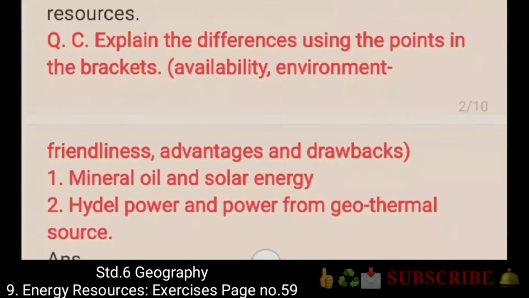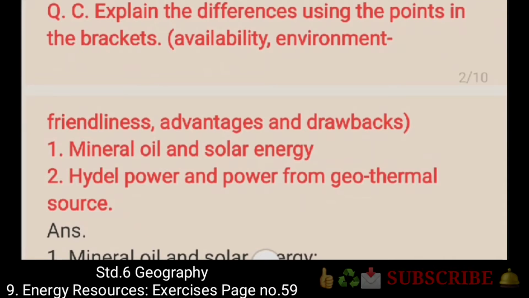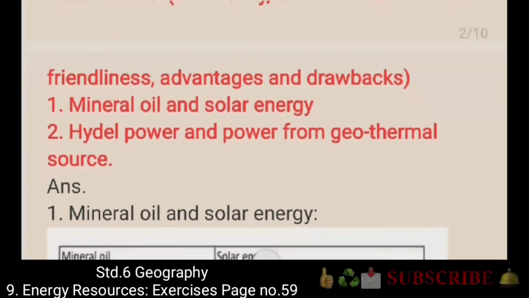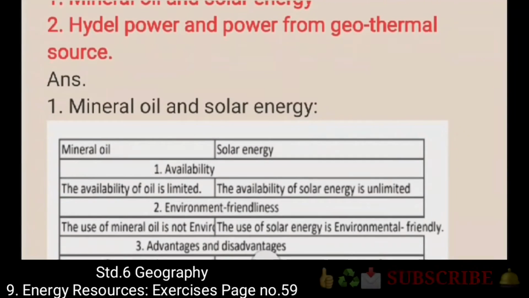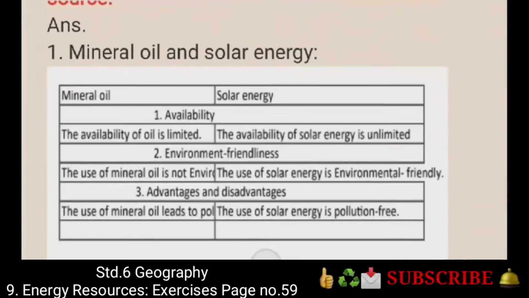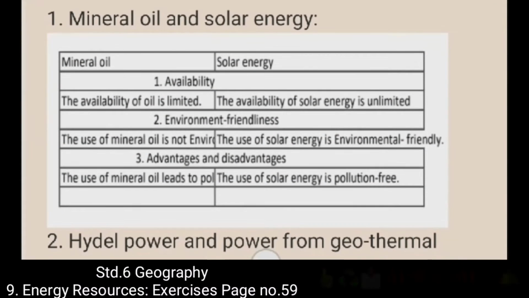Question C. Explain the differences using the points in the brackets. Availability, environmental friendliness, advantages and drawbacks or disadvantages. 1. Mineral oil and solar energy. 2. Hydel power and power from geothermal sources. Now, the first one, that is mineral oil and solar energy.